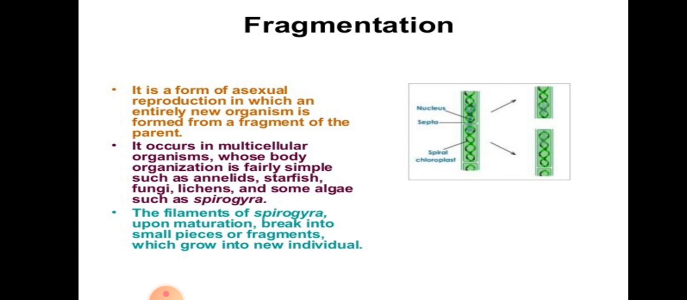So we have seen in the picture how this Spirogyra is breaking down into two or more fragments, and each of these fragments grows and forms a new organism. Here it occurs in multicellular organisms as well, whose body organization is fairly simple, such as annelids, starfish, fungi, lichen. So at present we are talking about asexual reproduction in plants. We saw how it takes place through fragmentation.